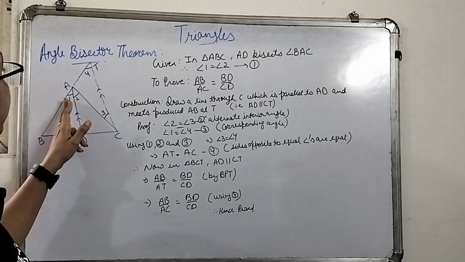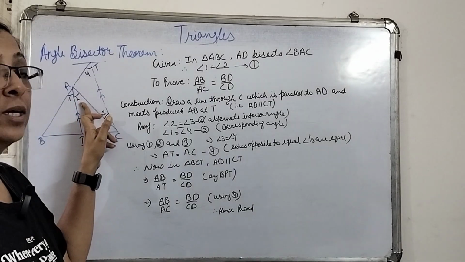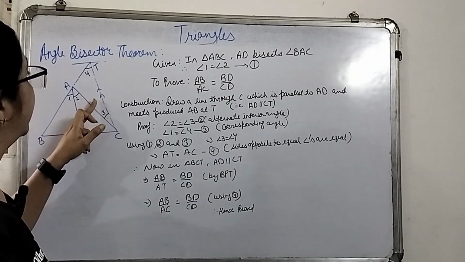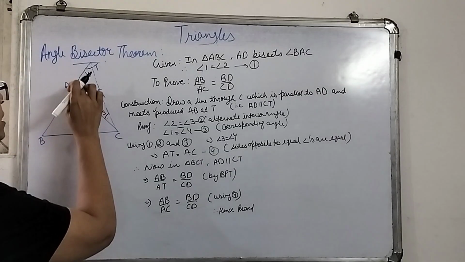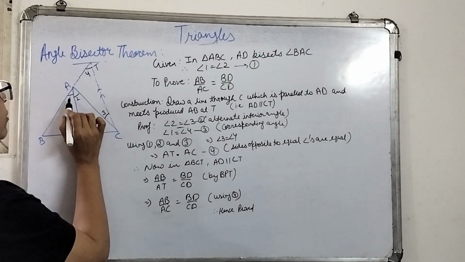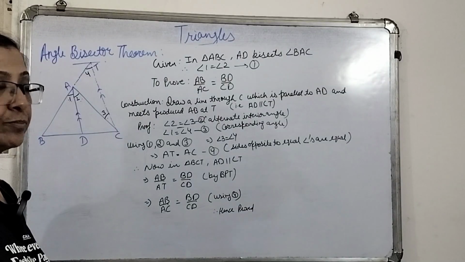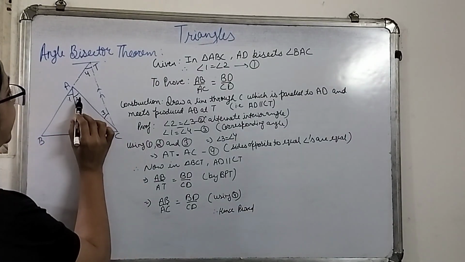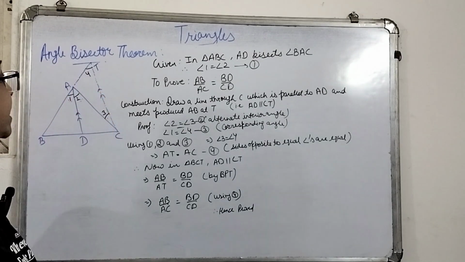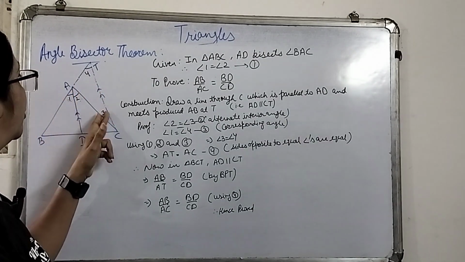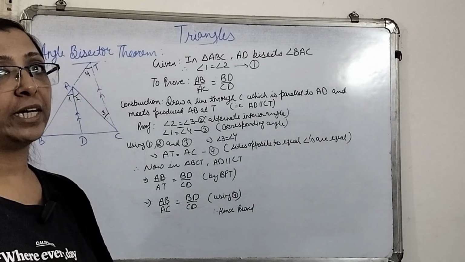But we already know that angle 1 is equivalent to angle 2. That simply means angle 3 is equivalent to angle 4. Because it is the angle bisector, angle 1 was equivalent to angle 2, and we have just now proved that angle 2 is equivalent to angle 3 and angle 1 is equivalent to angle 4. That simply means all these four angles are equal to each other.